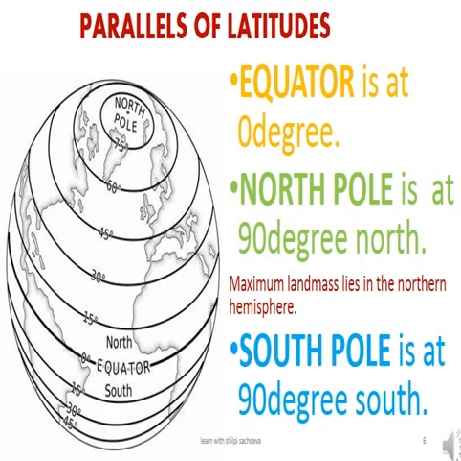Equator, an imaginary line which divides the Earth from the middle into two equal parts, is at 0 degree. North Pole, which is at the top part of the Earth's surface, is at 90 degree. And the South Pole, which is at the lowest bottom of the south, is also at 90 degree. Maximum land mass lies in the northern hemisphere.